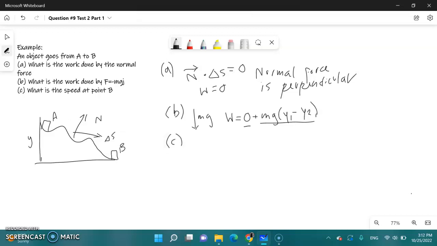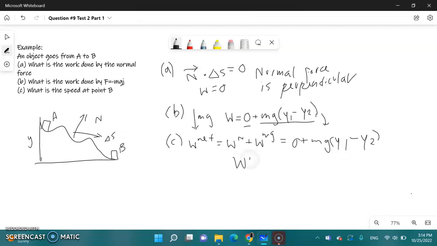So then for part C, we're also being asked, what is the speed at point B? To get to the speed, we have to know the net work. And the net work would be the normal force work plus the weight work. And as we determined here, that's equal to 0 plus mg, m times g, as we put down here, times the displacement again. So y1 minus y2, which is the displacement.